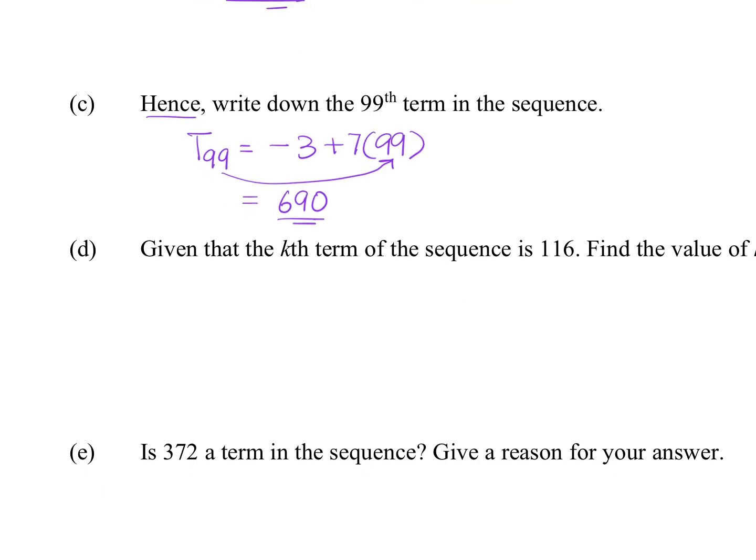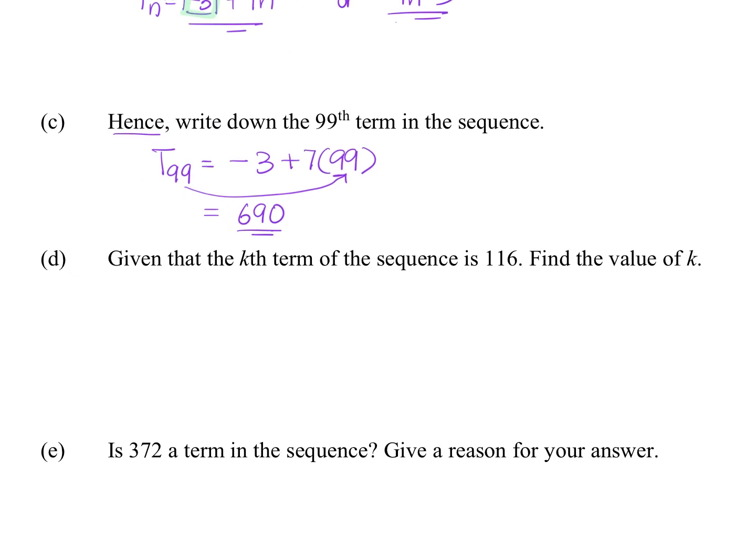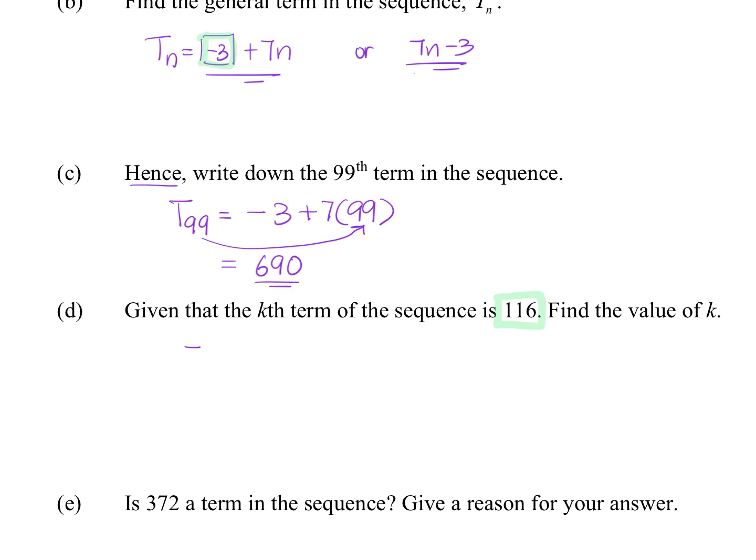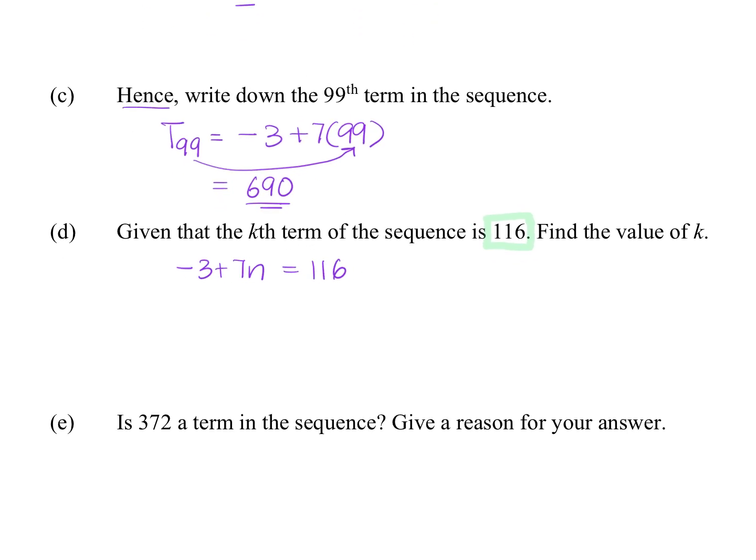Next one, part D. Given that the kth term of the sequence is 116, what is k? Remember, this one is the skill we just learned. This is the end result, right? We have our formula. Our formula is -3 plus 7n. It says the end result, the final value, is 116. So now I'm going to equate it to 116 and work backwards to find what is n.